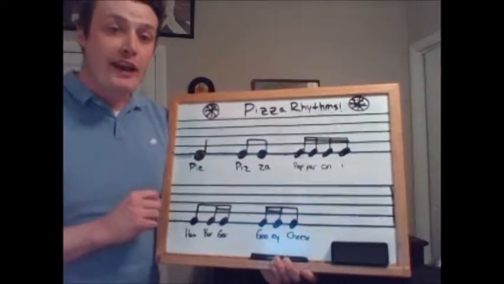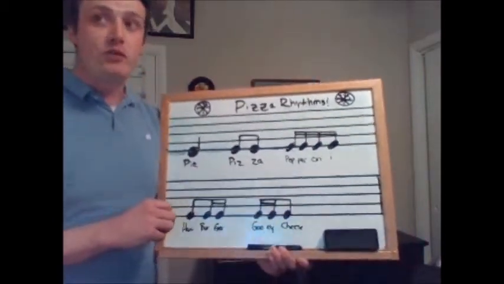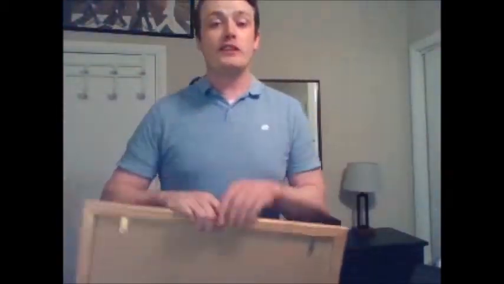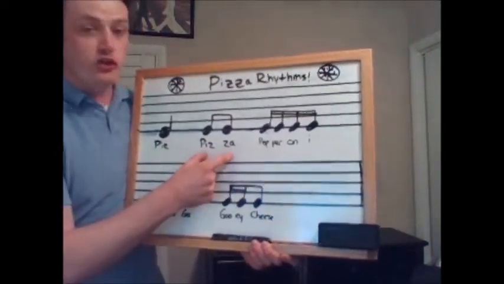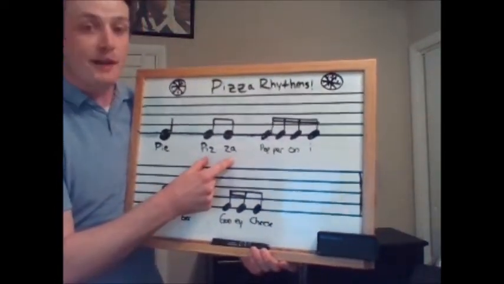Now I want you to look at the first measure of music on your pizza rhythms board, and you see the four quarter notes. You would say pie, pie, pie, pie. You only make one sound on the drum, so you only say one syllable with your mouth. Pie, pie, pie, pie.